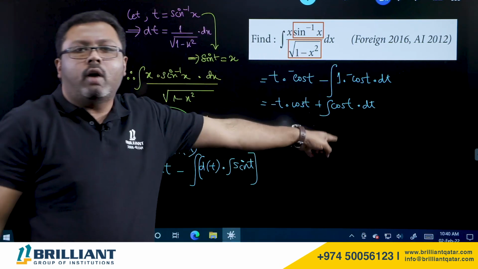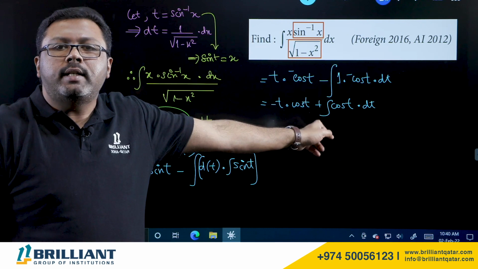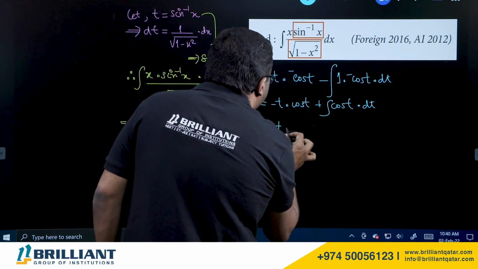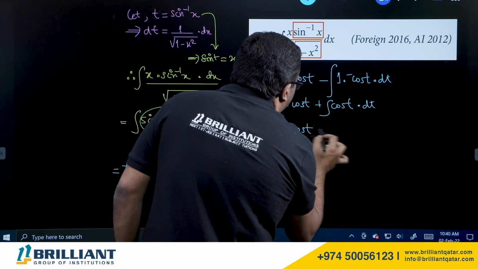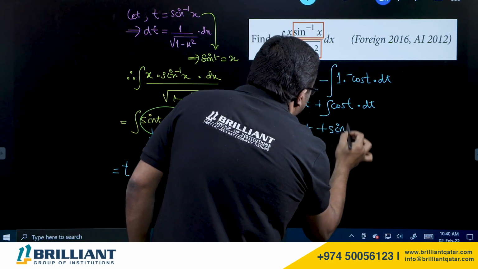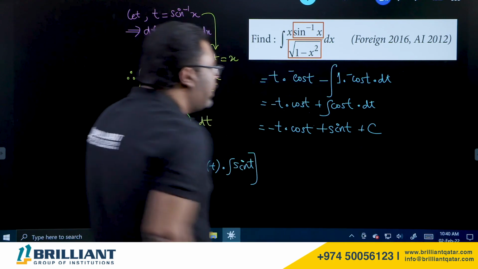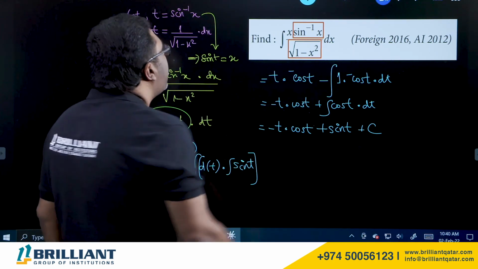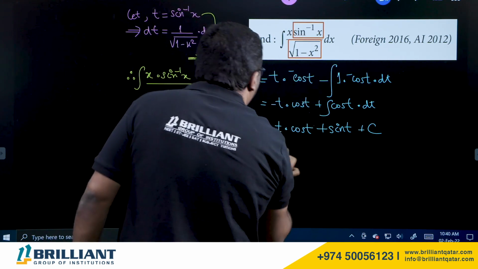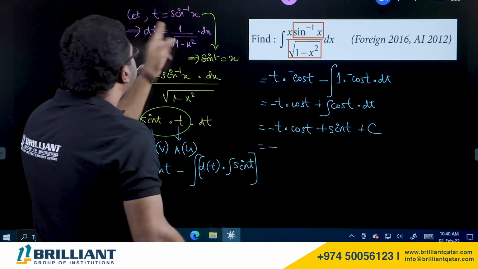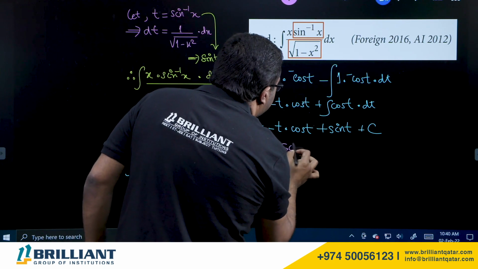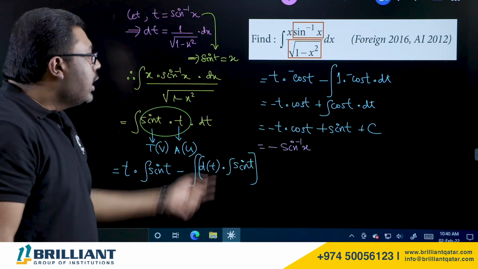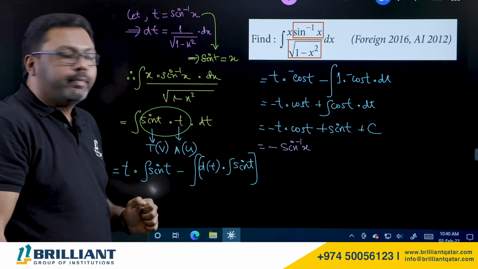What is the integral of cos T? Sin T, direct integration, right? So minus T cos T plus sin T plus C. We have to make the substitution back. So substitution says T is sine inverse X.